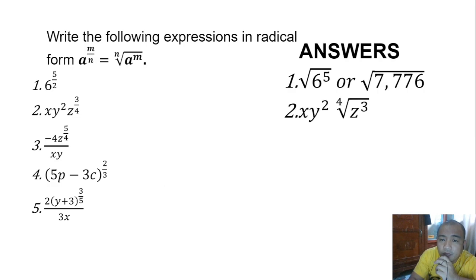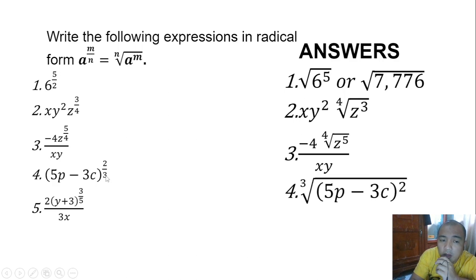Number 2. xy squared, the 4th root of z cube. Yun lang may radical, yung mga fractional exponent. So, number 3, negative 4, the 4th root of z to the 5th all over xy. Ito naman sa 4, since 3 yung denominator dyan, cube root of 5p minus 3c raised to the 2nd power. And number 5, 2, the fifth root of y plus 3 cube, quantity cubed, all over 3x.